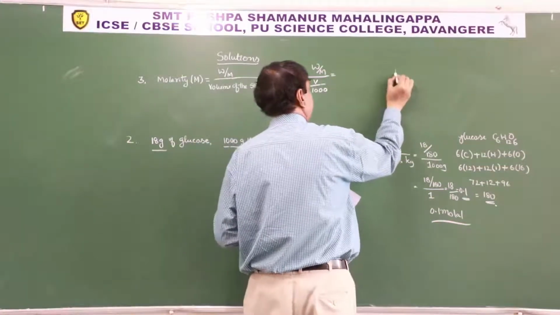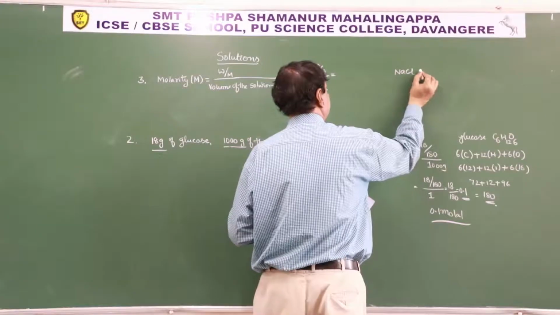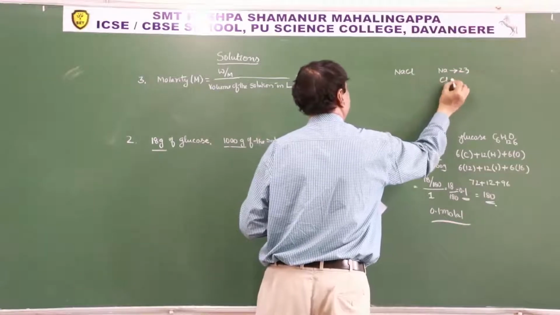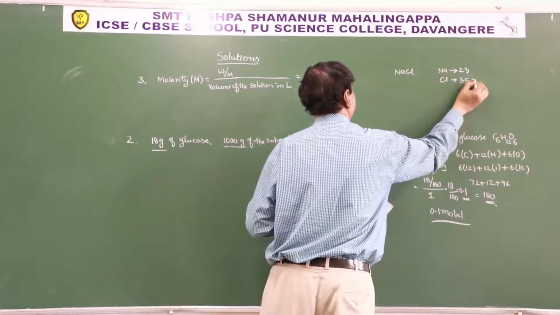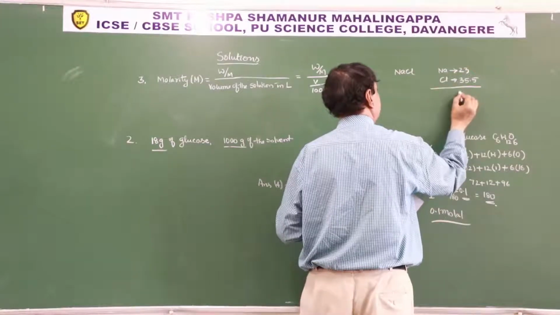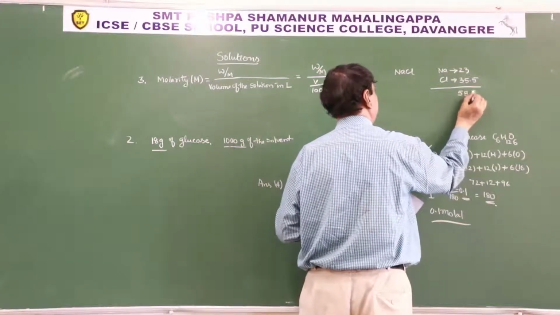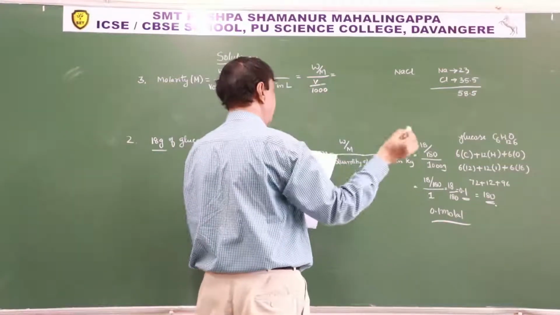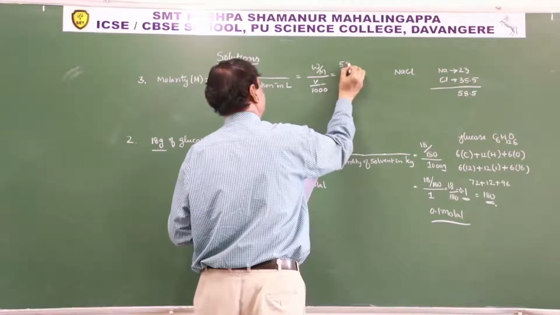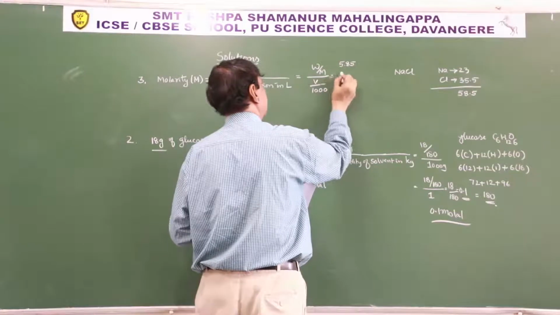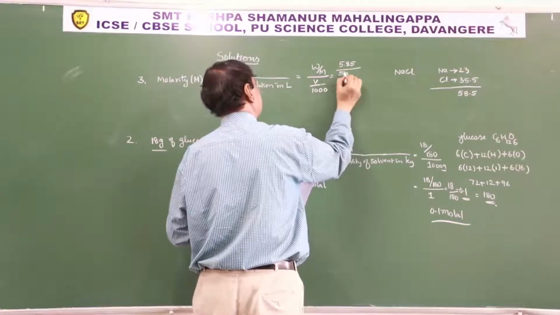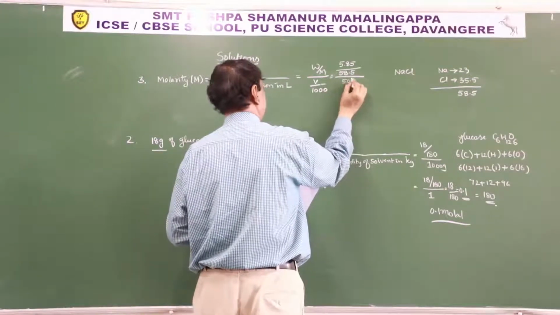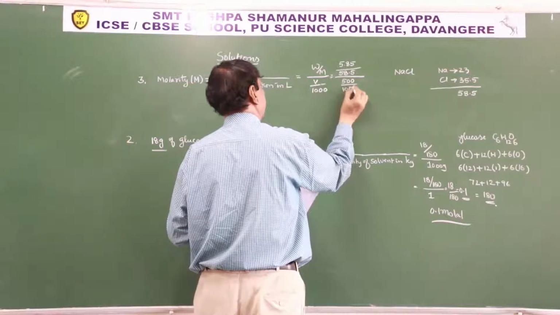Now it is sodium chloride. Molecular mass is given. For sodium, atomic mass is 23. For chlorine, atomic mass is 35.5. Therefore, the molecular mass is equal to 58.5. Now the given amount is 5.85, with molecular mass 58.5, whole divided by 500 ml of the solution, whole divided by 1000.